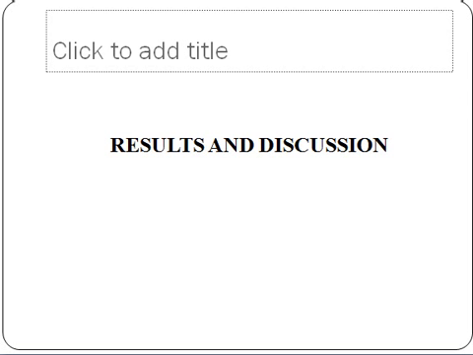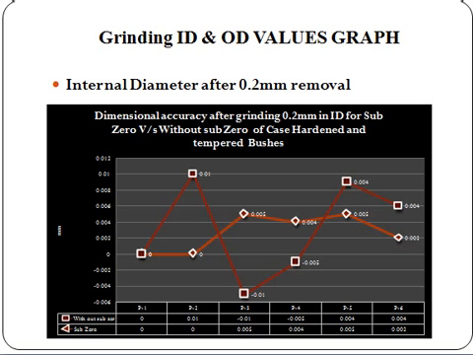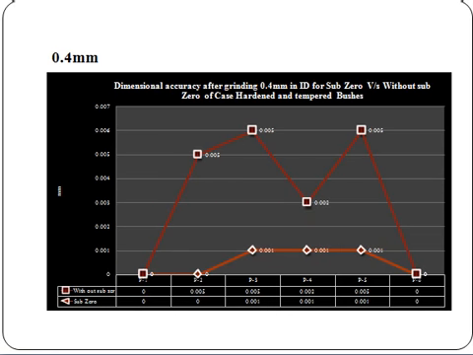Next one is results and discussion. Grinding, internal diameter and outer diameter value graphs. Internal diameter after 0.2 mm removal. Dimensional accuracy of grinding 0.2 mm ID for sub-zero versus without sub-zero case hardened and tempered bushes. They show boxes for without sub-zero and rectangles for sub-zero values. The graphs show how the shape changes with this method. After 0.4 mm, showing the graph for dimensional accuracy of grinding.